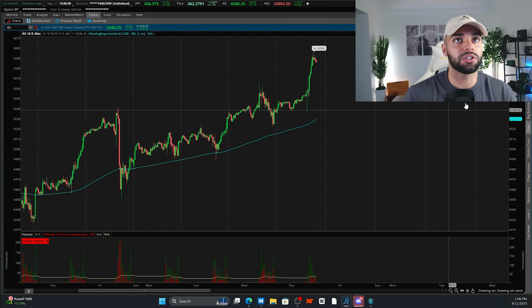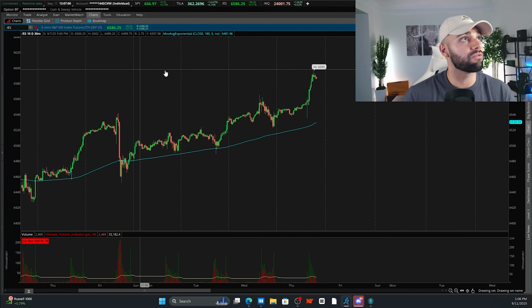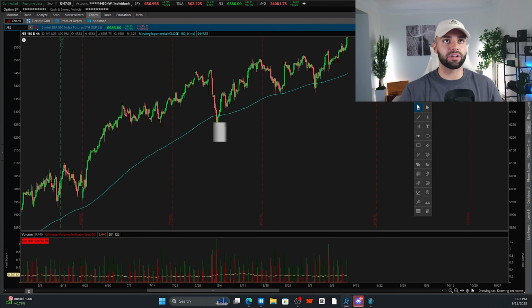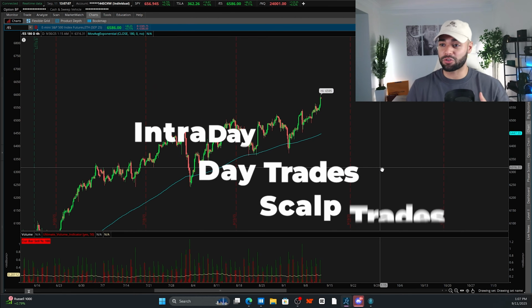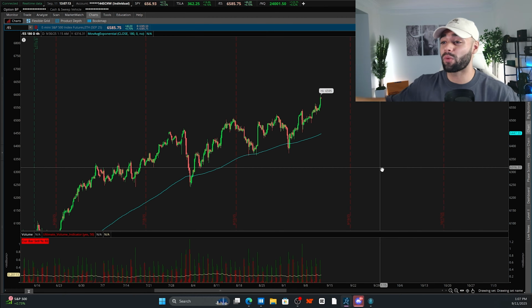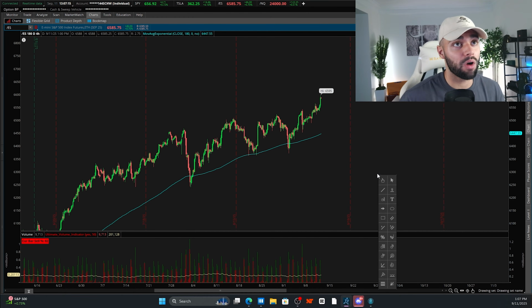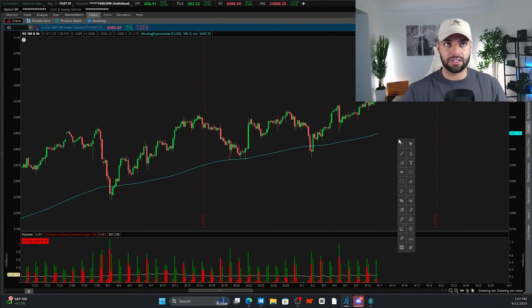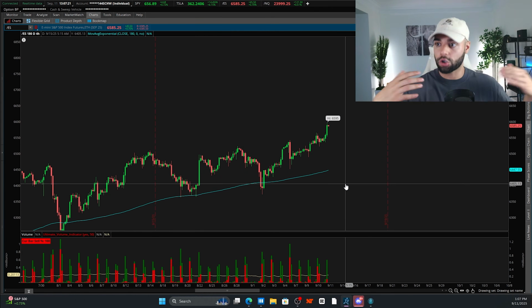So the first thing we're going to do is actually zoom out to the 4-hour time frame. Why the 4-hour? Because I like to go for intraday, day trades, and scalp trades. And for me, the 4-hour gives me the best possible levels to start off with. We're going to work our way down all the way to the 30-minute time frame. So in the 4-hour time frame, to make this simple, I'm only paying attention to levels that are in or around currently where price is.